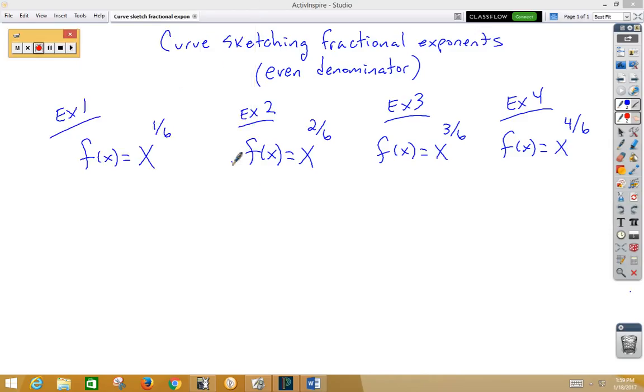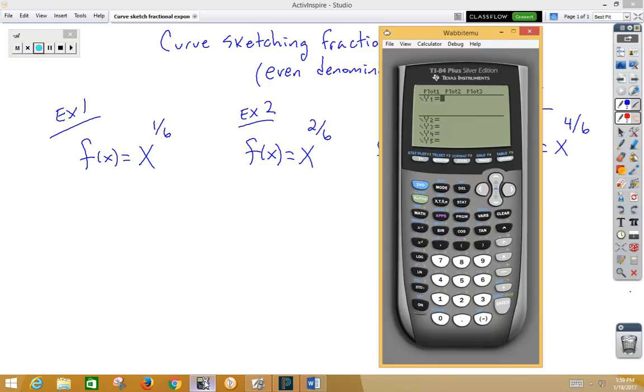In this video, we're going to take a look at curve sketching with fractional exponents with an even denominator. You want to reference the odd denominator before you watch the even denominator video. So to look at these, we're going to use our grapher to observe what's going on.